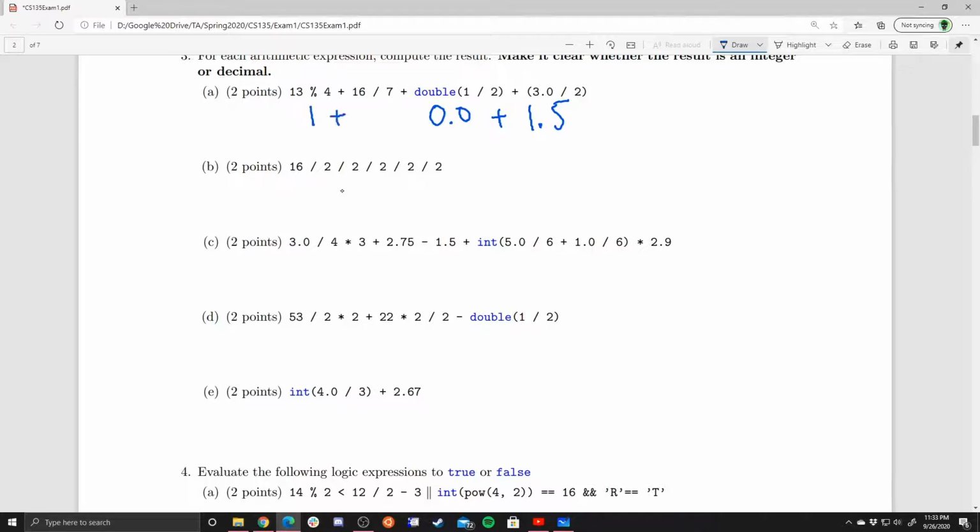And then plus 16 divided by 7, that's going to give us a quotient of 2. And then we're going to add this up. Now we have a bunch of pluses, with the same precedence rules. So 1 plus 2 will be 3. 3 plus 0.0 will be 3.0. Then plus 1.5 will give us 4.5.